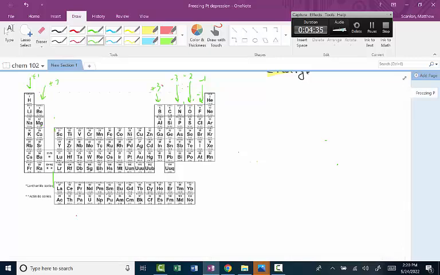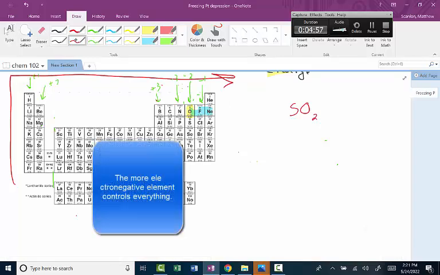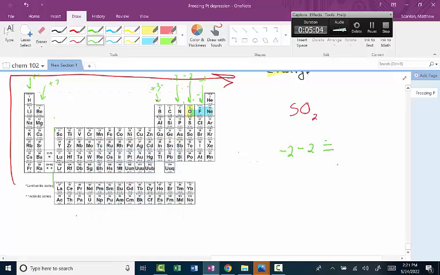So if we look at something like SO2, we notice oxygen is more electronegative than sulfur because oxygen's higher. Electronegativity goes up and over. It increases up and over. So the oxygen is clearly going to gain 2 electrons to get like neon. The -1 controls everything. So each oxygen is -2. And we know what's the charge on this. The charge is 0. There's no charge on SO2. And so that leaves only one thing that sulfur can be, +4, because this has to add up to 0.